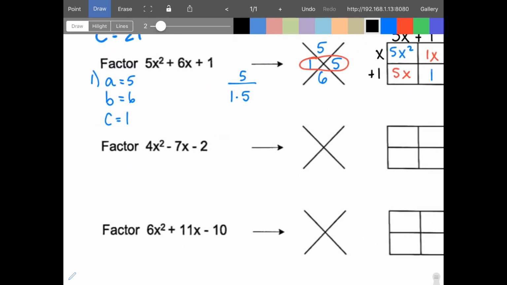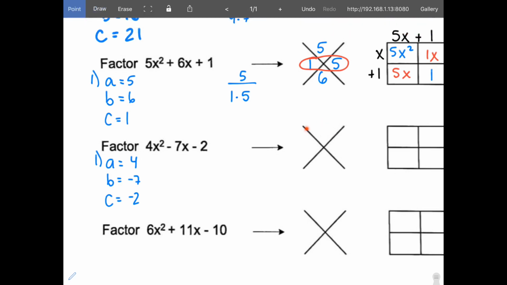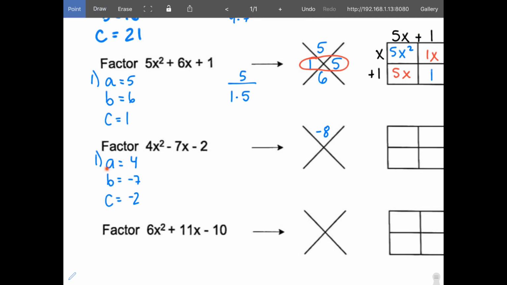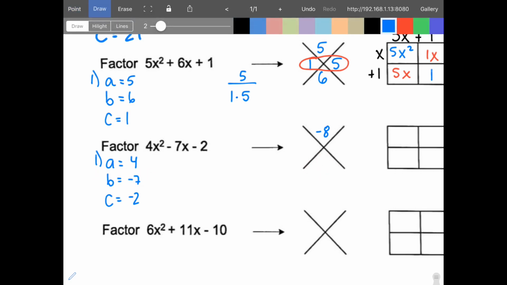Okay, let's just do these last two. So, first step, identify A, B, and C. A is 4, B is -7, and C is -2. So let's multiply A and C, and we're going to put A times C here. So 4 times -2 is -8. And then we're going to put our B term down here, which is -7.